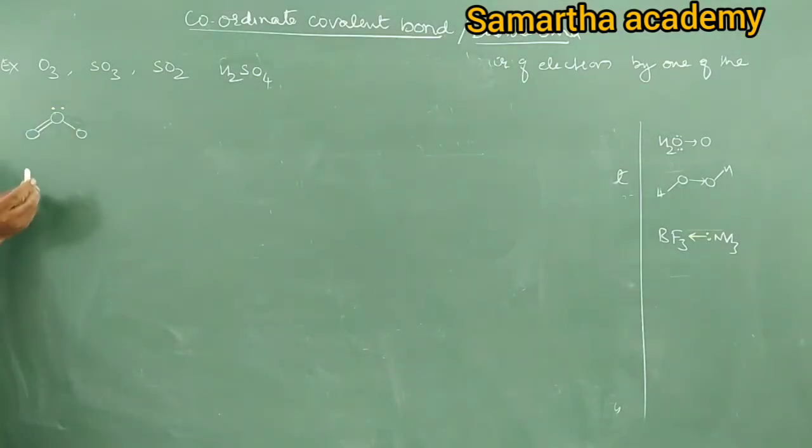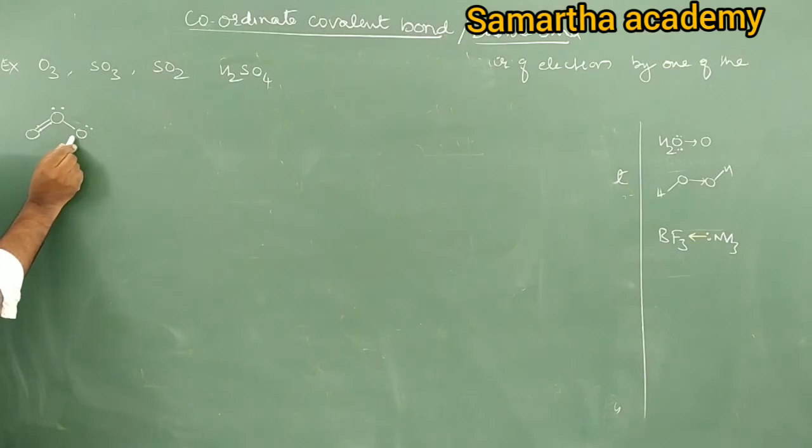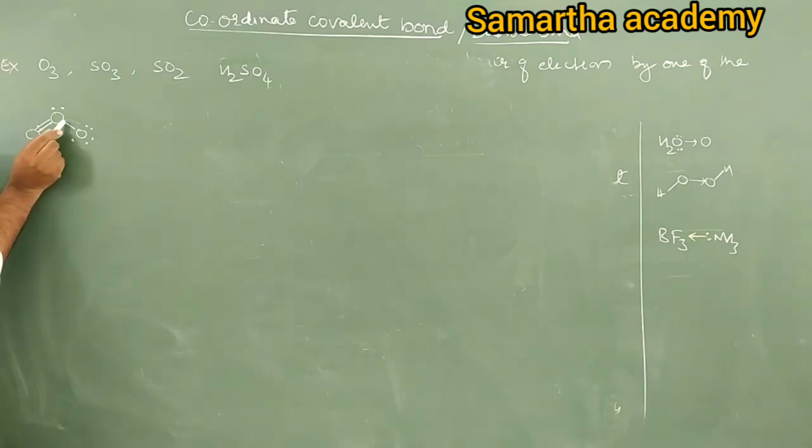Now tell me, if it is like this, how many electrons will be there? 1, 2, 3, 4, 5, 6, 7, 8. Now here the bond between this oxygen and this oxygen is a dative bond.